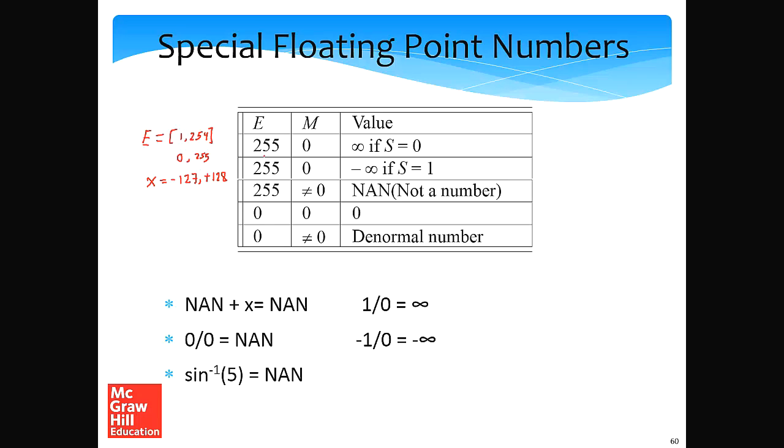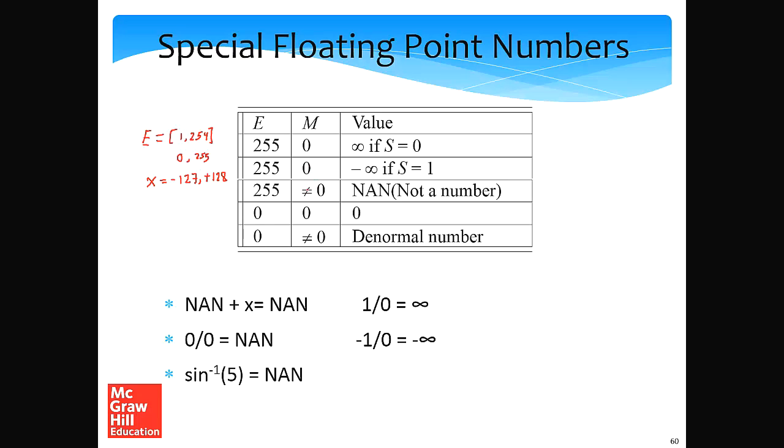Alright, so what should it be? If E is equal to 255 and the mantissa is 0, let us treat this number as positive infinity, plus infinity, if the sign bit is 0. If E is 255, the mantissa is 0, and the sign bit is 1, let's treat this number as minus infinity. So let's give an example. 1 divided by 0 is plus infinity, and minus 1 divided by 0 is negative infinity. And infinity is represented with the fact that E is 255 and M is 0.